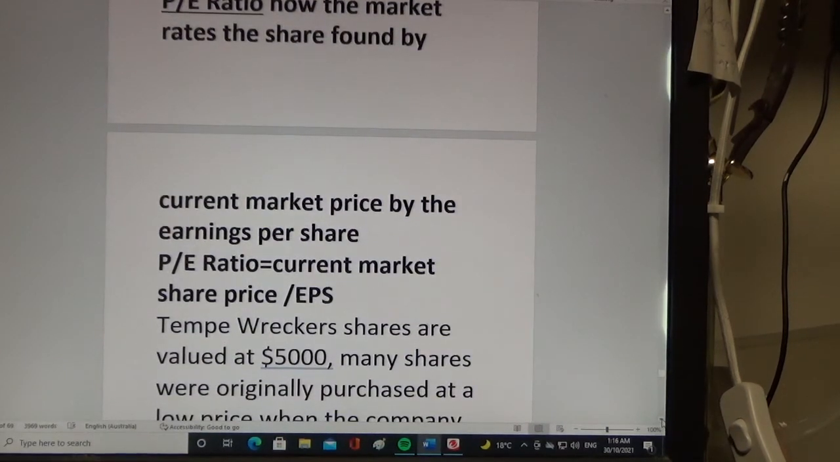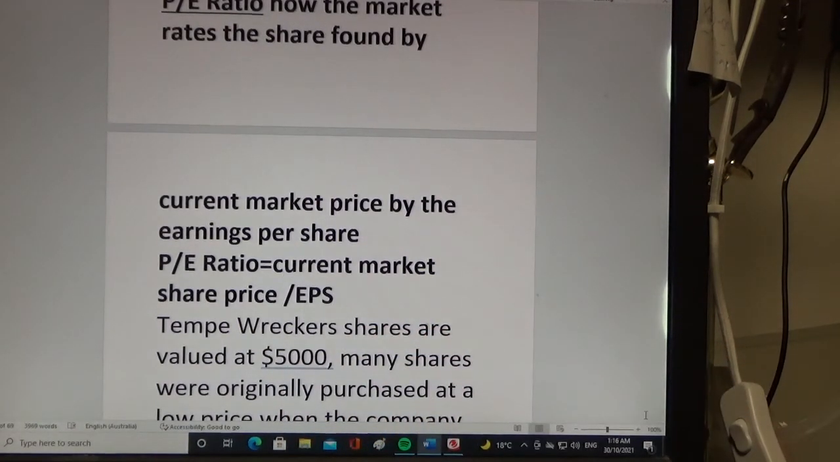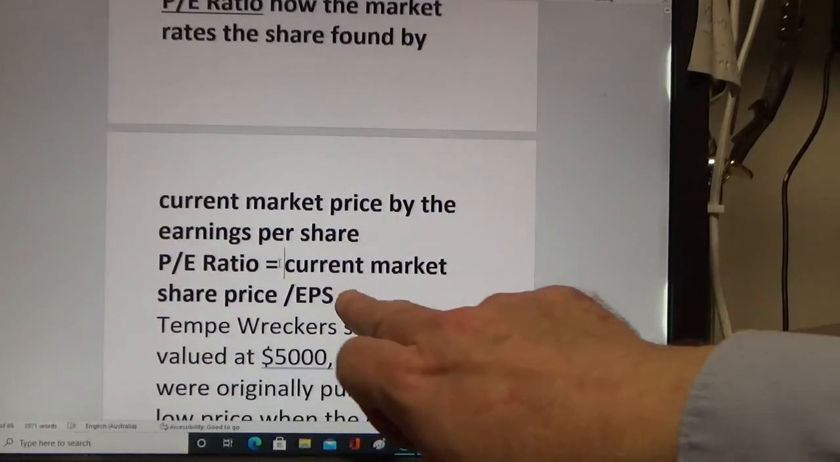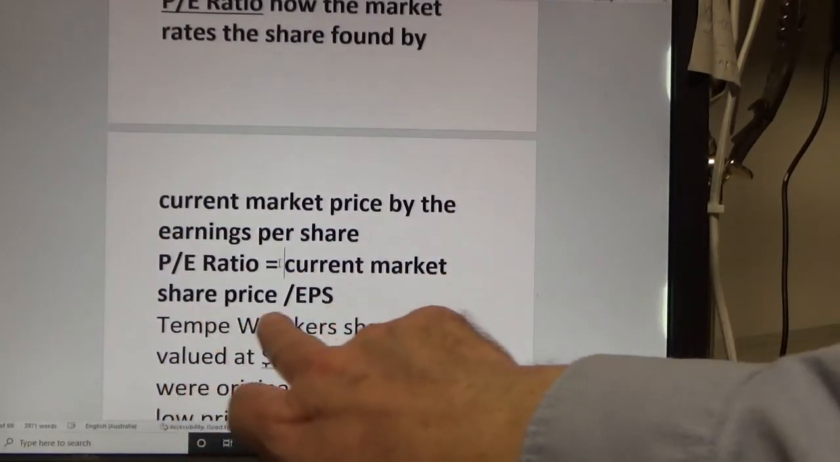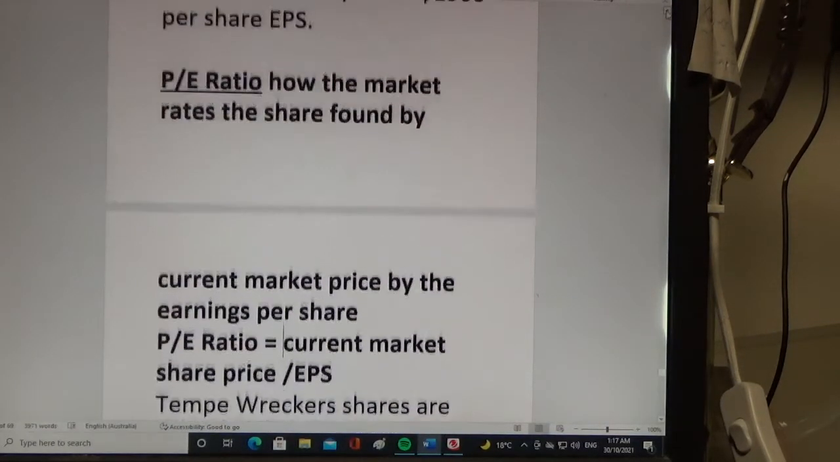Okay, look, what's the formula? The formula for PE ratio equals the current market share price divided by earnings per share. Right? That's the formula there. You could put a rectangle around it if it was a whiteboard. It's the current market share price divided by EPS. And we've just found EPS.